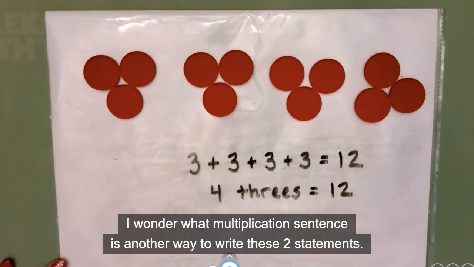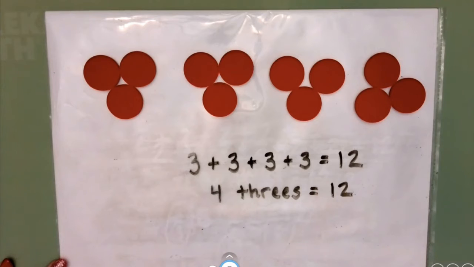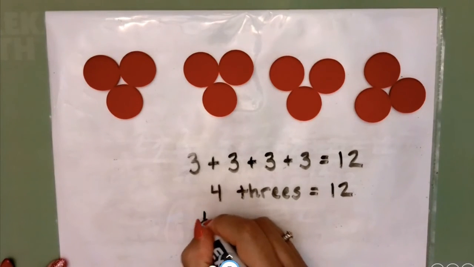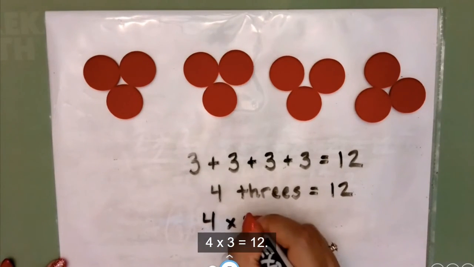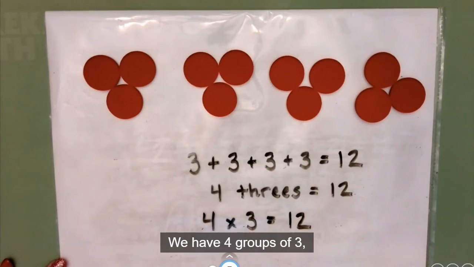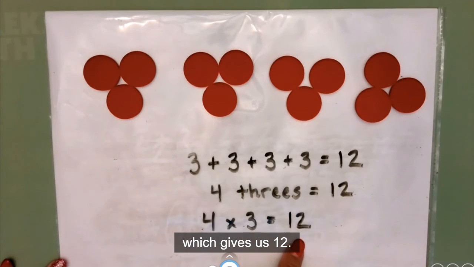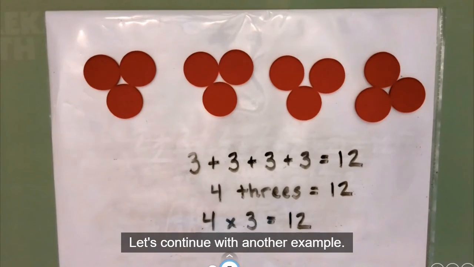I wonder what multiplication sentence is another way to write these two statements. Write that on your board now. 4 times 3 equals 12. We have 4 groups of 3, which gives us 12. Let's continue with another example.